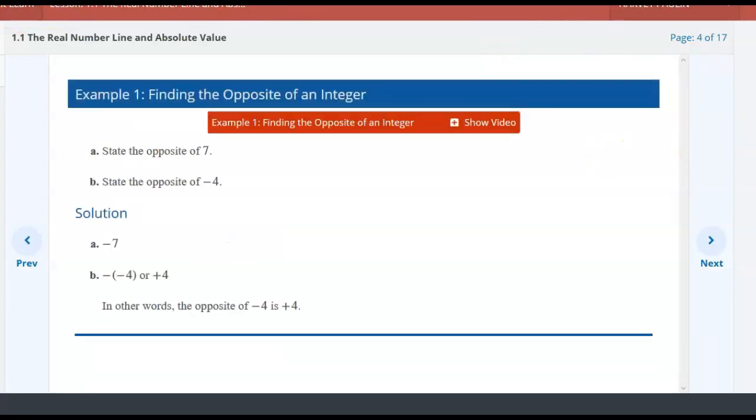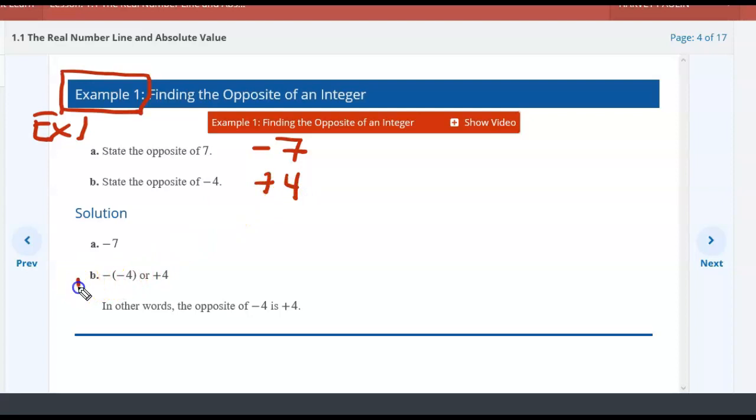Now, this is something important to include in your notes throughout all of our lessons, and that is the example number. So you're going to put here example 1. All right, state the opposite of 7. Well, the opposite of 7 is negative 7. State the opposite of a negative 4. Well, that would be a positive 4.